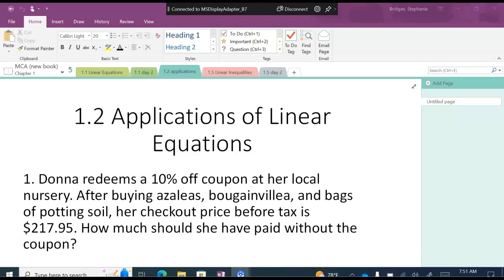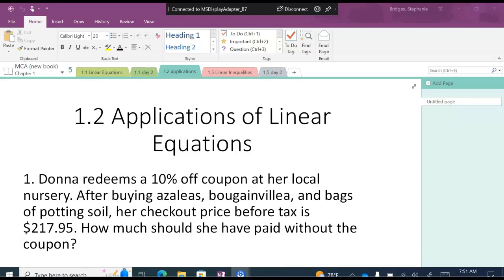And it says after buying azaleas, and then this next one, I knew it was some sort of flower, but I don't have a green thumb at all. So it's a bougainvillea. It's like a pink flower. I looked it up just because I didn't know. But does it really matter if we don't know what that means or even how to pronounce it? Not really. It's just some words there. But after buying those three things, potting soil and the two flowers, her checkout price before tax is $217.95.